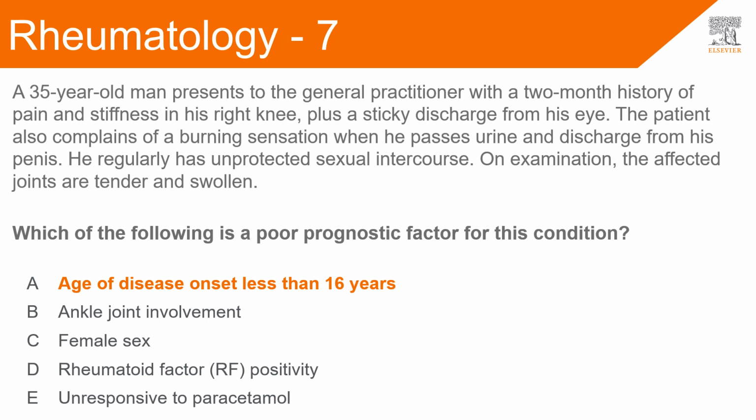Female sex is incorrect because in and of itself it's not considered a poor prognostic factor. However, females can develop ongoing chronic symptoms more. Rheumatoid factor positivity is incorrect as well, because that's normally associated with rheumatoid arthritis. And unresponsive to paracetamol is incorrect too. Paracetamol is just a mild analgesic, and anti-inflammatory drugs are the first-line treatment for reactive arthritis.